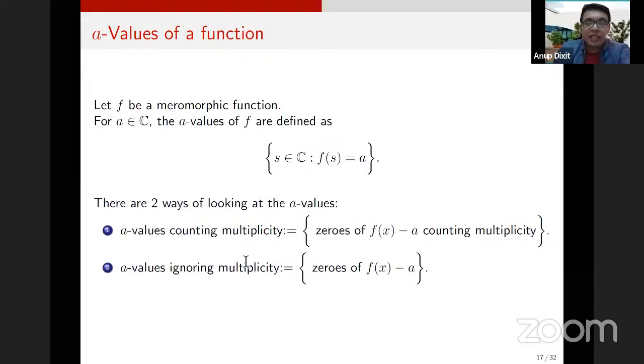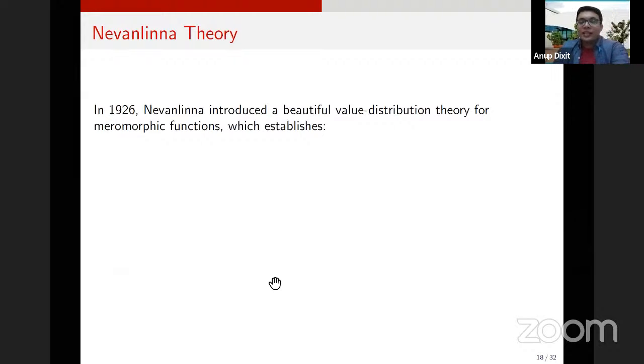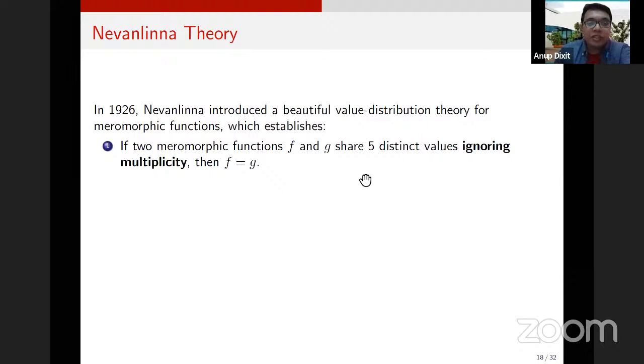Now, a question is: if you look at two distinct meromorphic functions, how many values can they share? Can it happen that two of them have exactly the same A values? This was answered by the beautiful theory developed by Nevanlinna, who showed the following. If you have two meromorphic functions that share 5 distinct values, ignoring multiplicity, just as sets, let's say 1, 2, 3, 4, 5, so one value of f is the same as one value of g, and two value of f is the same as two value of g, and so on, then f must be equal to g.